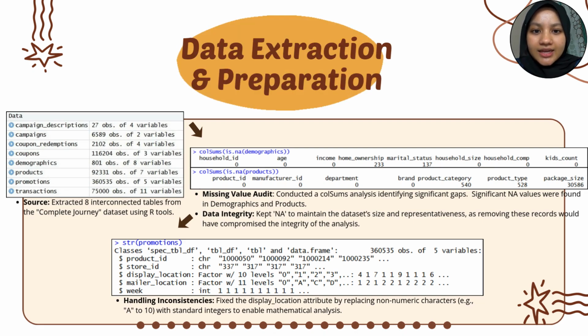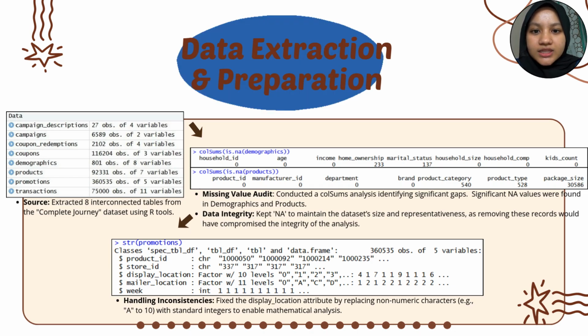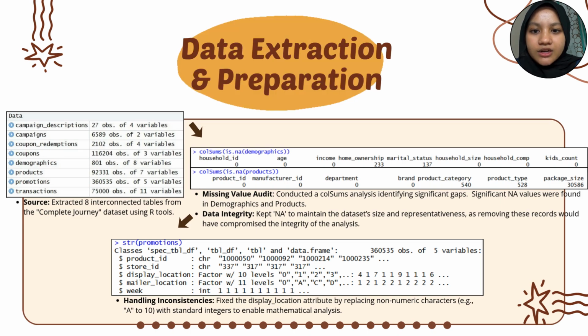To maintain data integrity, these missing values were kept as NA because removing them would have reduced the dataset size and affected its representativeness. Lastly, inconsistencies in the promotion data were addressed by standardizing the display location attribute. Non-numeric values such as the letter A were converted into integers, for example, replacing A with 10 to enable accurate mathematical analysis.